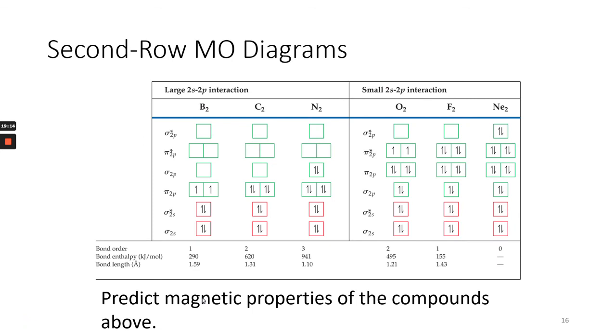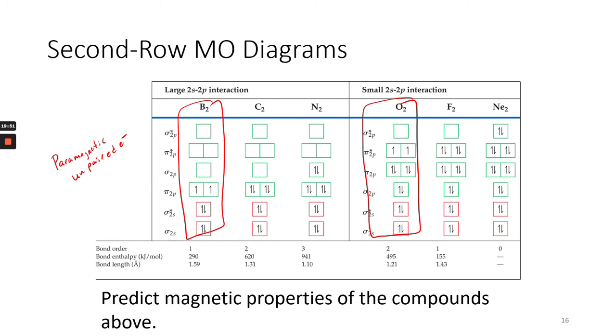So here's the same diagram from previously, and it's asking here, predict the magnetic properties of the compound above. So which one will be paramagnetic? Remember, para means unpaired. So which one has unpaired electrons? So this one right here. See your unpaired electrons right here. And so your paramagnetic will be B2 and O2.